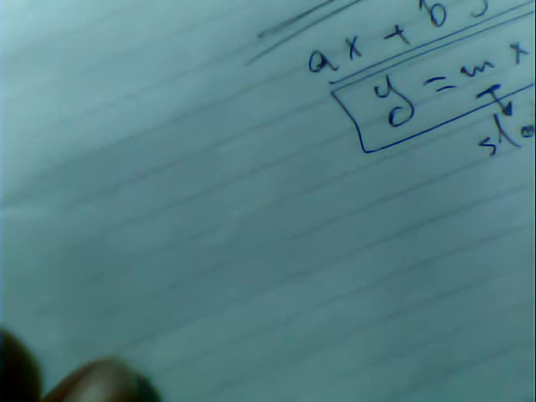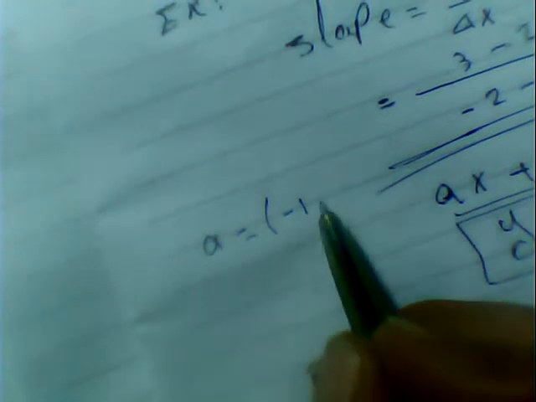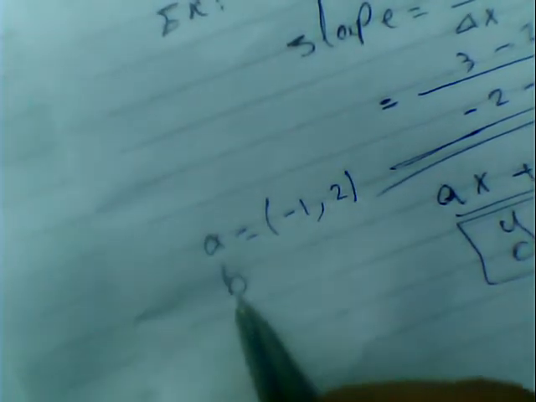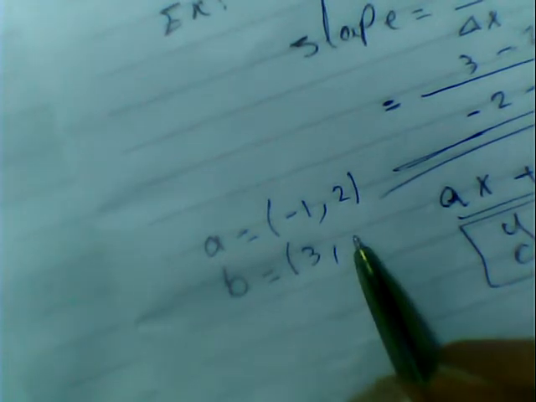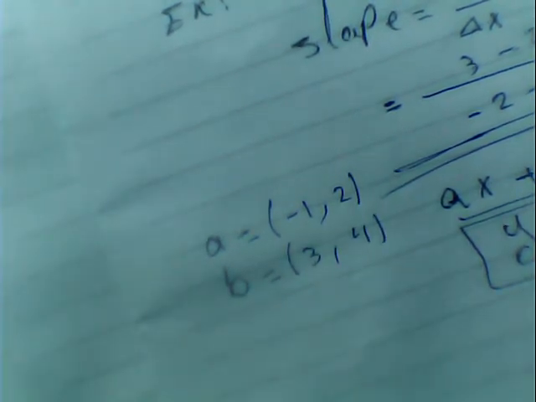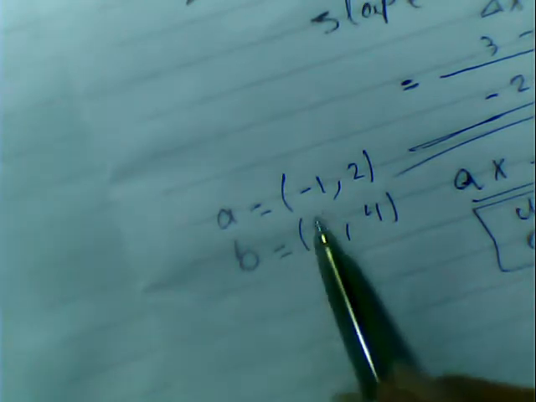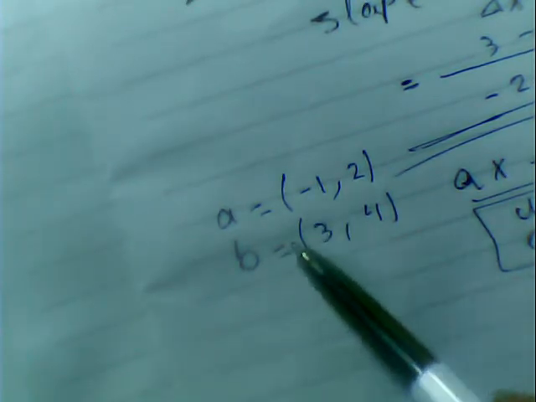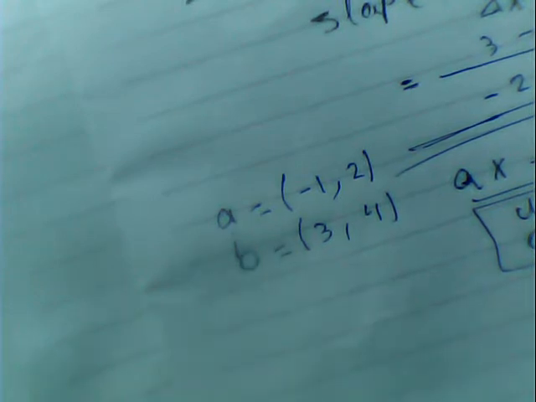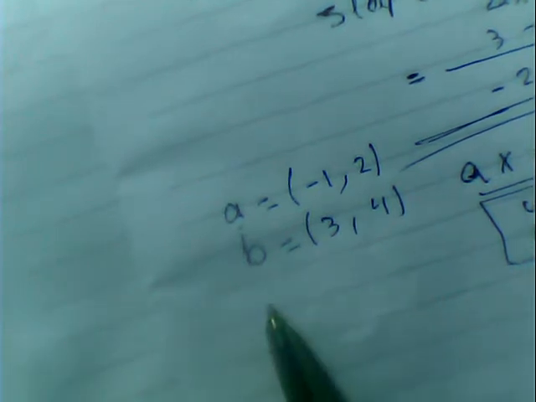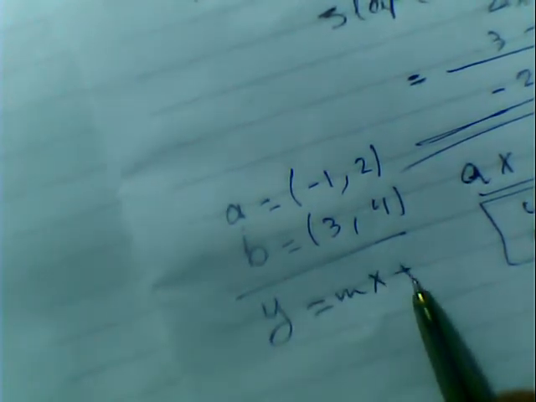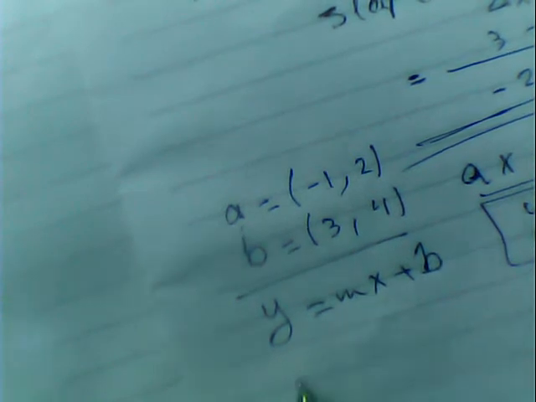We have, if A equals minus 1, 2 and B equals 3, 4, we need the equation of the line crossing A and B. For this, how can we solve it? We already know the equation of a line, y equals mx plus b. What does m mean? m means slope.